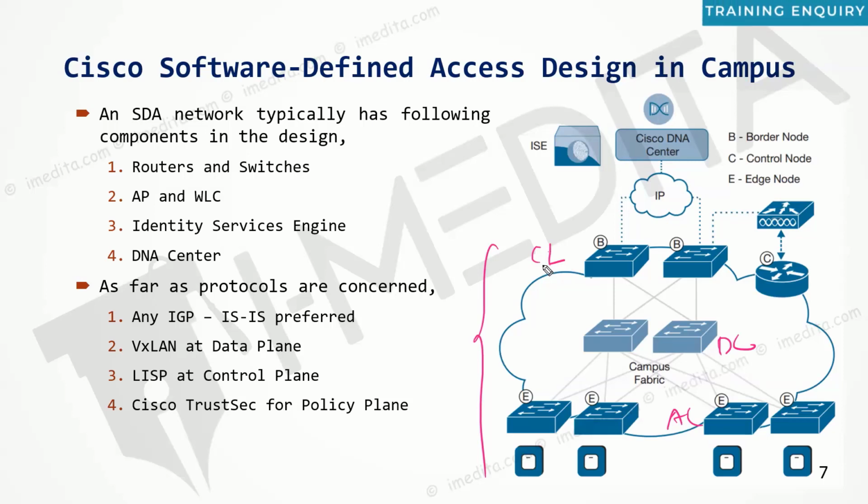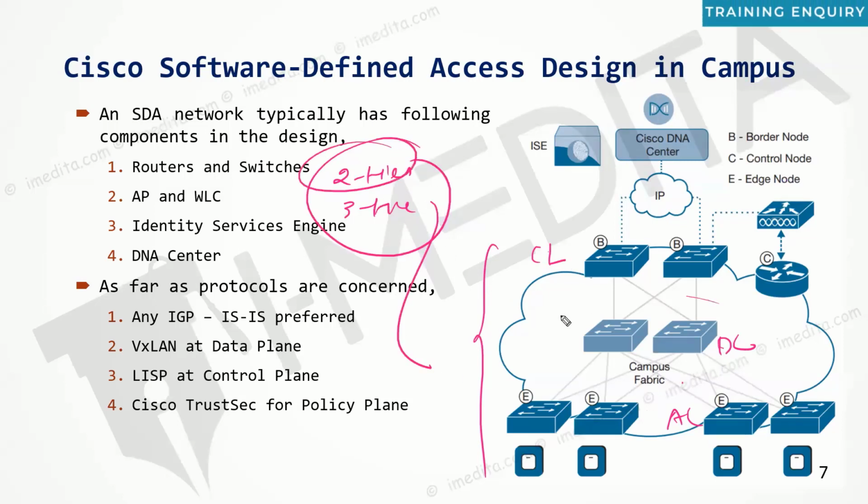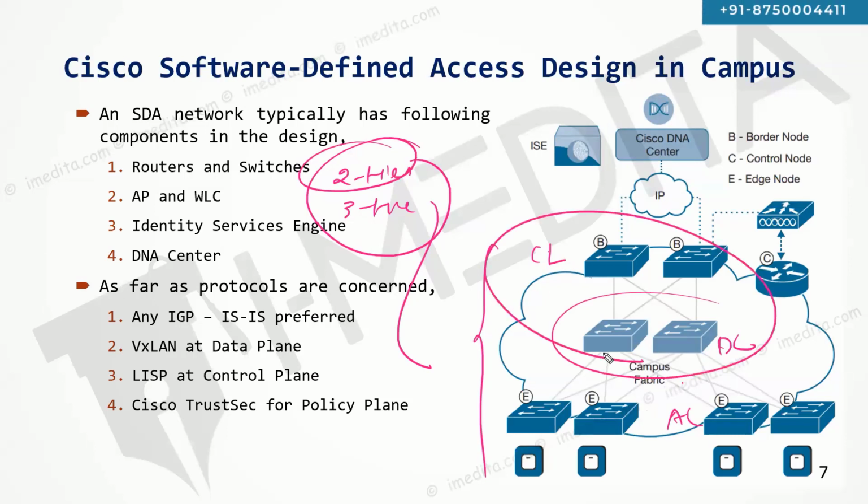Because spine-leaf is specifically for the data center, right? So from the campus network point of view, we have that 2-tier or 3-tier design. So we are going to relate it with that 2-tier access and core, or 3-tier access, distribution, core, from that point of view.